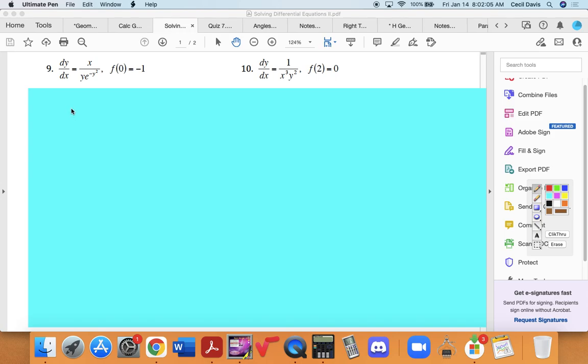So when you separate this, we're going to have the integral of y e to the negative y squared dy is equal to x dx. Right? So now it's like, okay, well, what am I going to do here? Again, think about undoing the chain rule here.